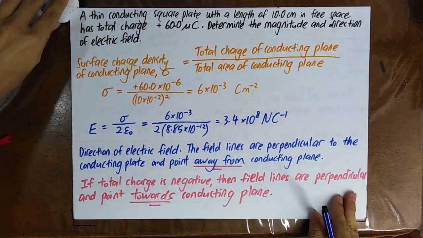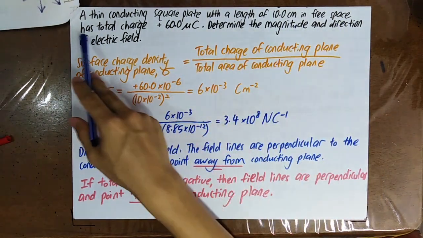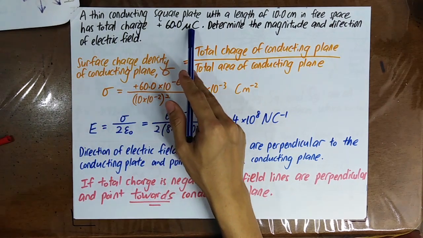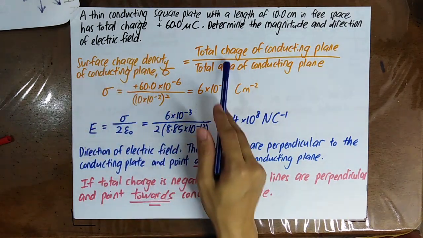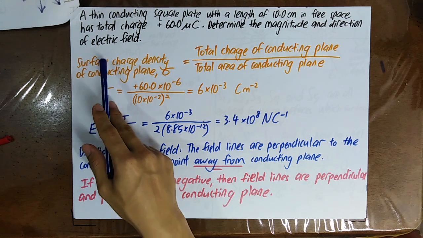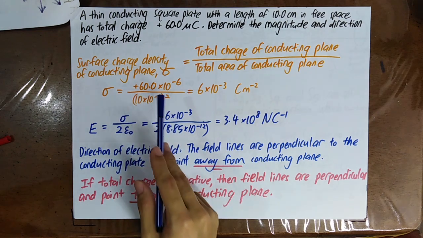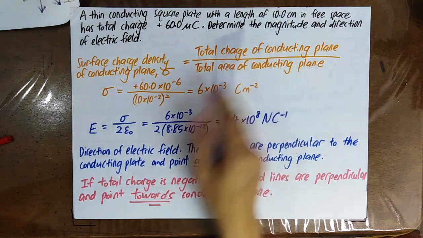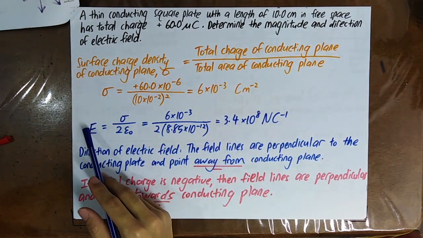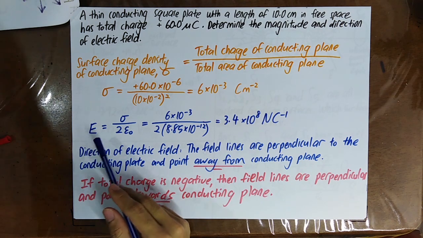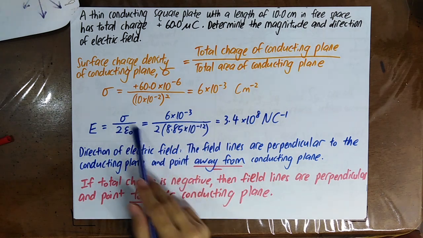Alright, so now we do a question. A thin conducting square plate with a length of 10 cm in free space has total charge positive 60 microcoulomb. Determine the magnitude and direction of the electric field. Then you use the formula of the surface charge density sigma, which is equal to the total charge divided by the total area of the conducting plane. It is a square, so you know that the area is L times L. Then you use the formula for the electric field that you have derived just now, which is equal to sigma over 2 epsilon naught.